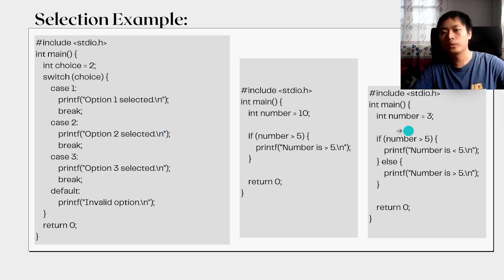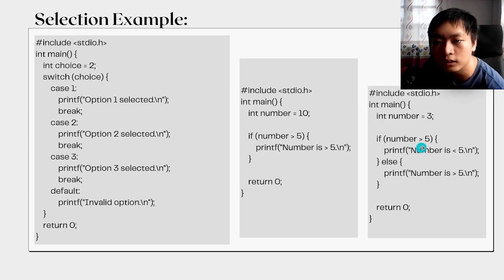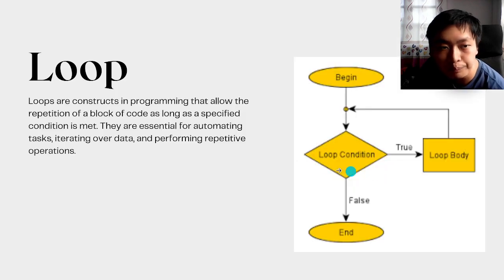And for if else also, the condition will be inside here. As here, if a number is greater than 5, then it will go into that if and print out the number is greater than 5. If not, it will go to the other one and print the number is smaller than 5. And next one is the loop.